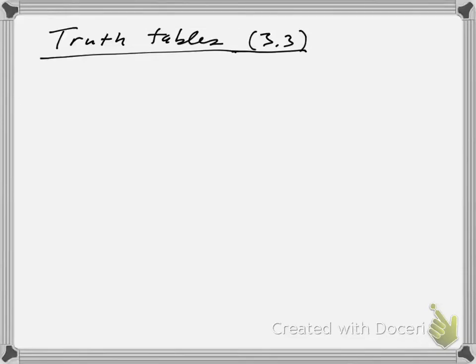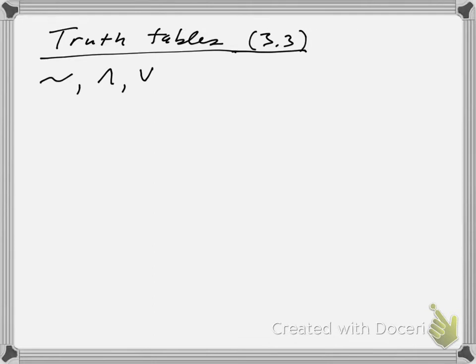Okay, class, now we're going to talk about section 3.3, which is about beginning to look at what we call truth tables for negation, conjunction, and disjunction. I'll explain what all that means in a little bit. So we're going to look at truth tables for the not symbol, for the and symbol, and for the or symbol today. Okay? So these are the three things we're going to look at.